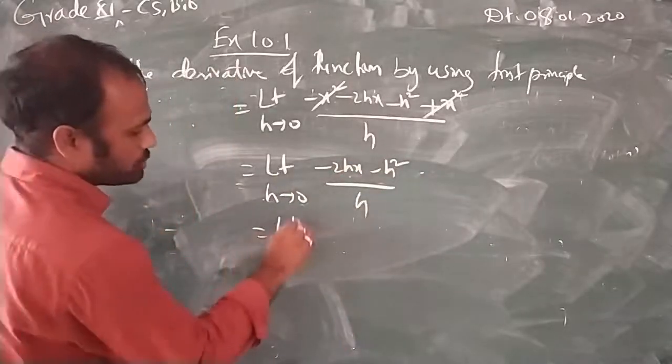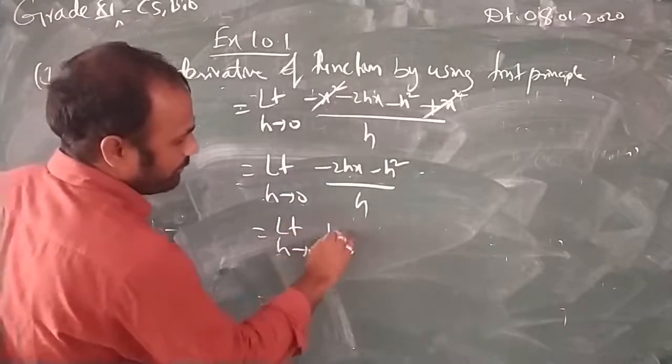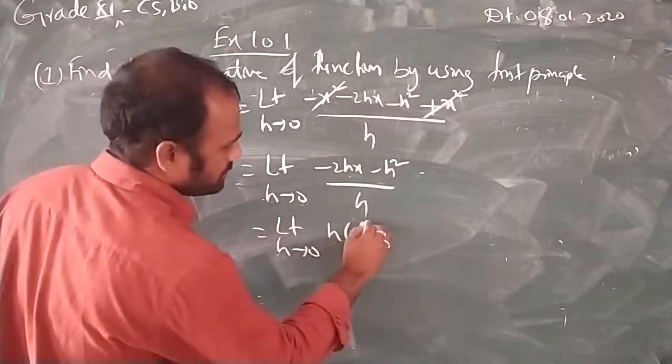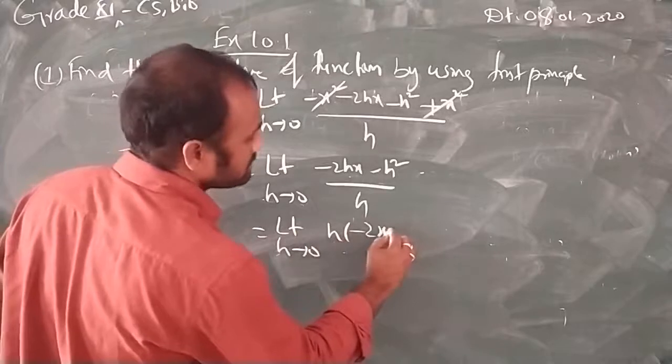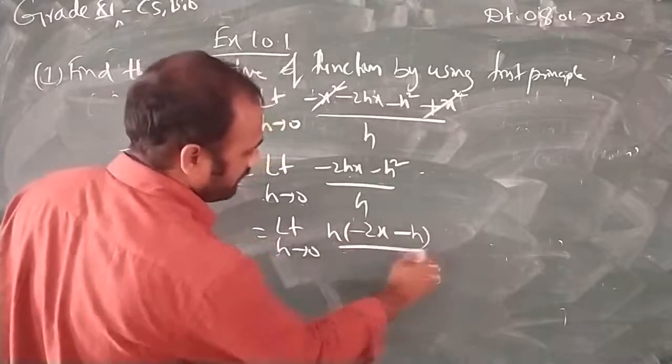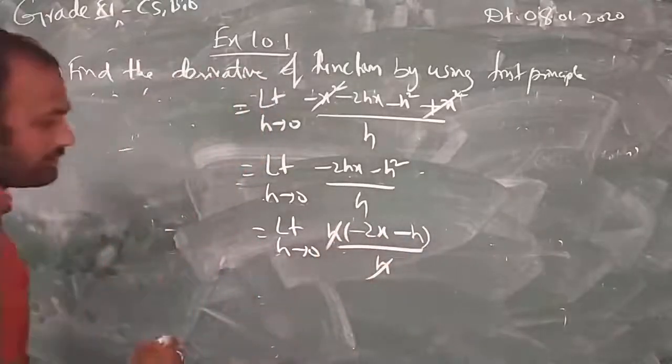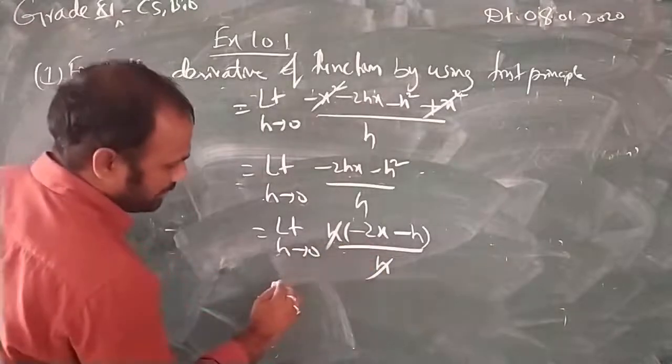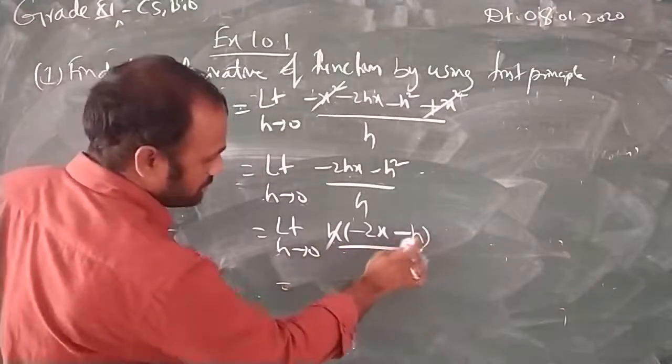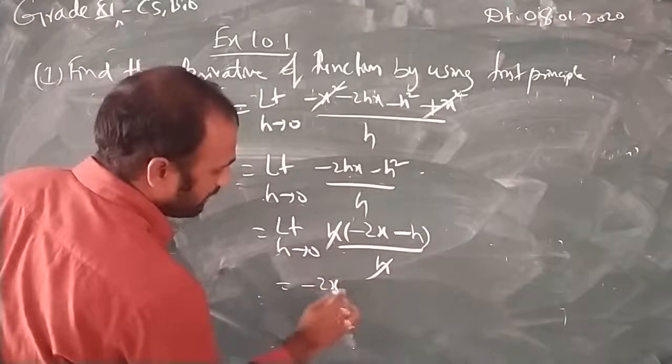So I can take h common in this numerator. If I take h common, it is left with minus 2x minus h divided by h. H gets cancelled. So if I apply the limit, h will become 0. So the answer will be minus 2x.